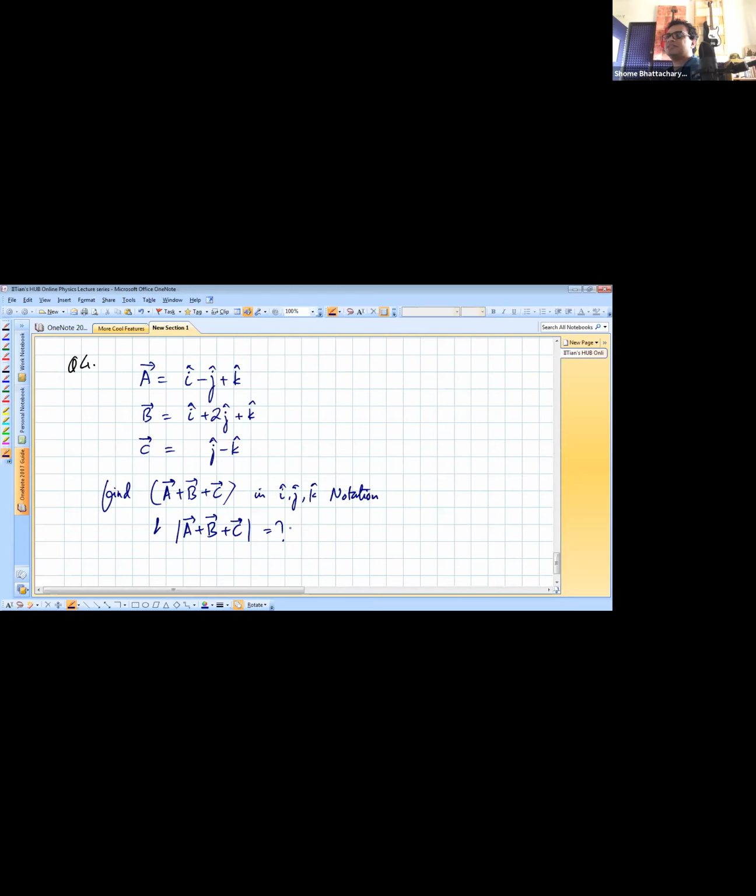Commutative law, it's okay. I mean, don't really have to bother about that. It's just algebra. Just do a plus b plus c. So, replace these with each of these.